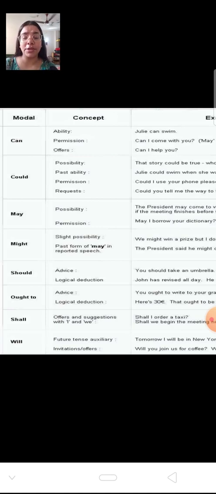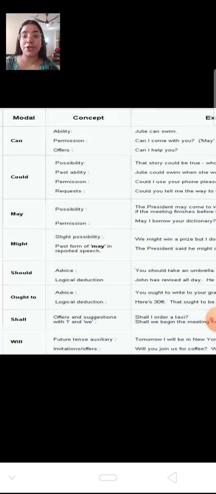Can or may, both can come, but because I am asking you, I have told you that "can" is always used with informal and "may" is used with formal. So here "can" is used because a person might be talking to his friend or to his family member. Now when we offer something, can I help you? Now this is an offer we are giving to someone. Now the next modal is "could." "Could" is used with possibility, past ability, permission and request.